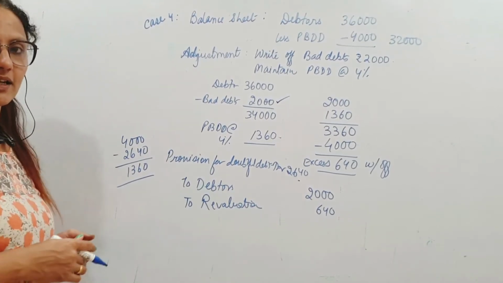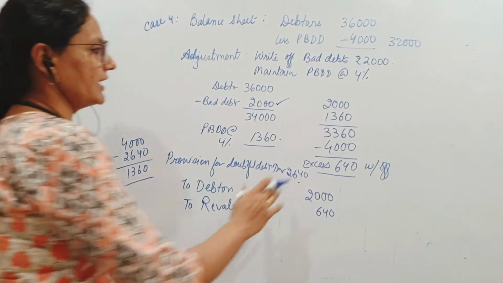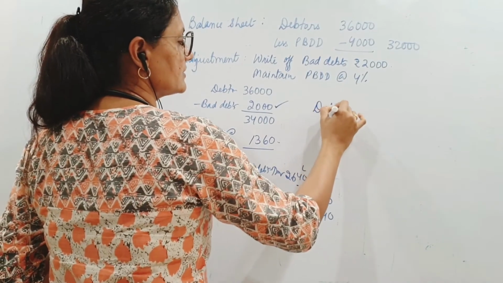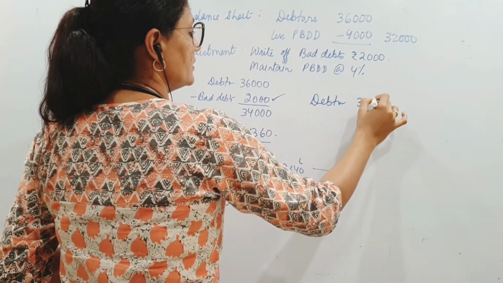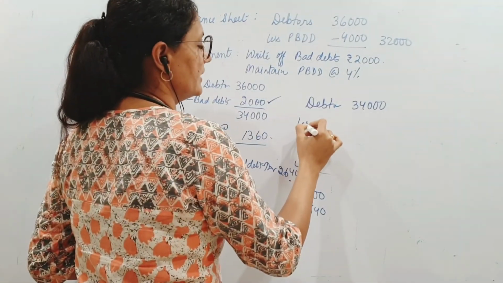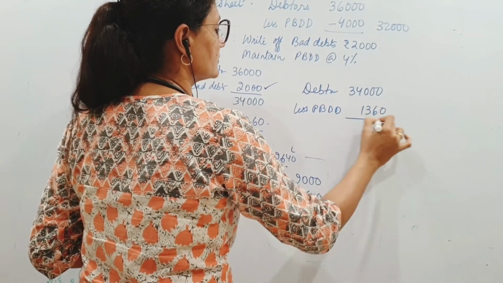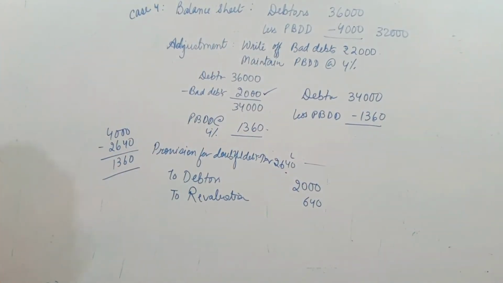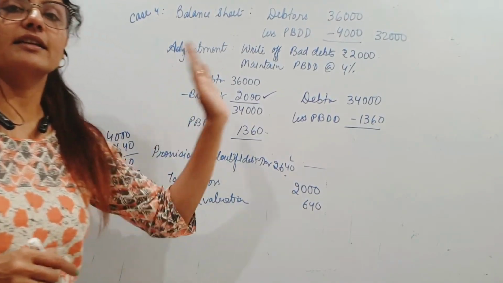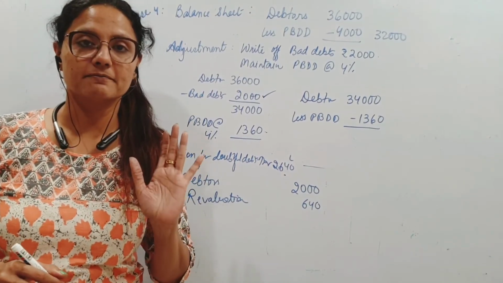The balance sheet में क्या दिखाना है? The new balance sheet. This entry is clear. In the new balance sheet, you will show it as debtors 34,000, because you have written off 2,000 bad debts, less provision for doubtful debts 1360. Like this you will show in the balance sheet. In the revaluation account is being credited. So on the credit side of revaluation, you will write by provision for doubtful debts 640.